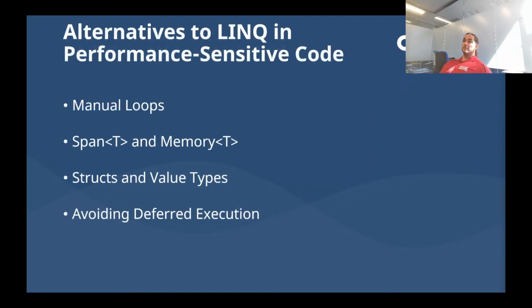What can we do? Well, alternatively, we can do manual loops. We can use Span and Memory for views instead of allocating and deallocating stuff. We use structs and value types rather than reference types, and can avoid deferred execution. We have to make sure to use eager execution methods like ToList and ToArray carefully, to avoid unexpected performance hits.